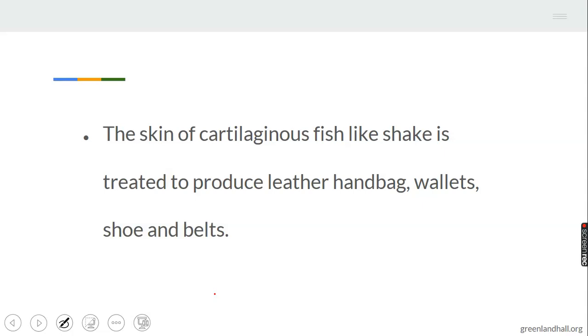The skin of cartilaginous fish like shark is treated to produce leather bags, wallets, shoes, and belts.